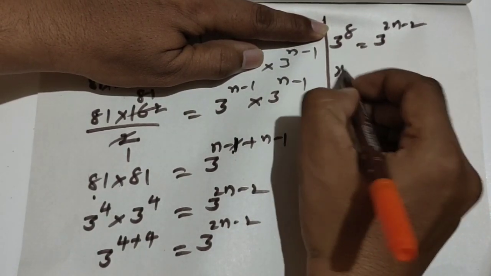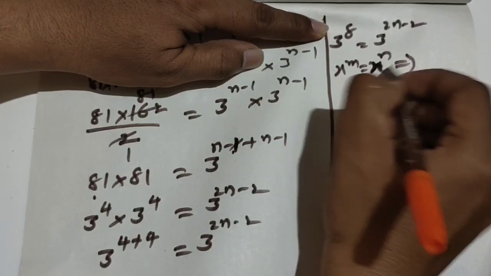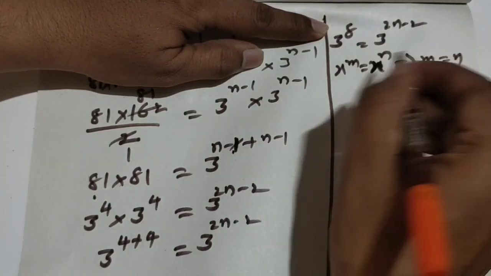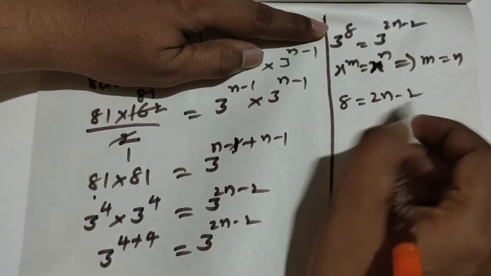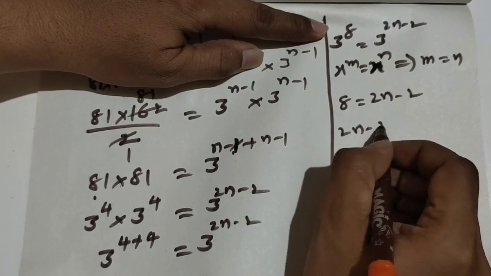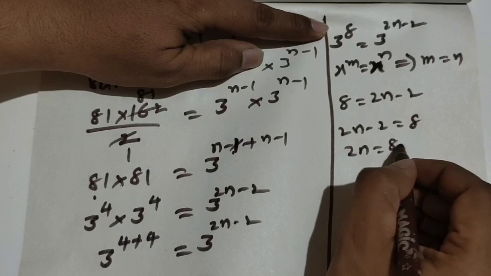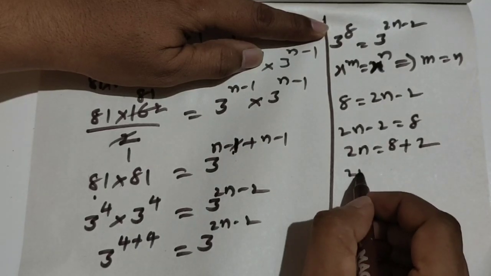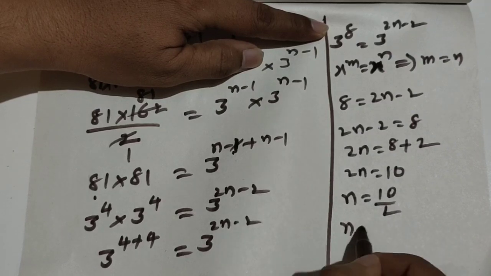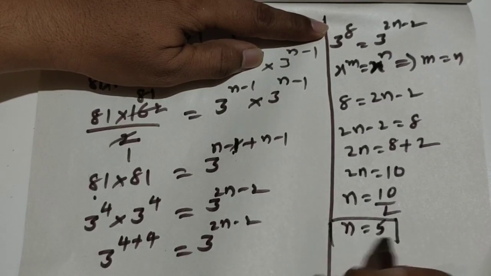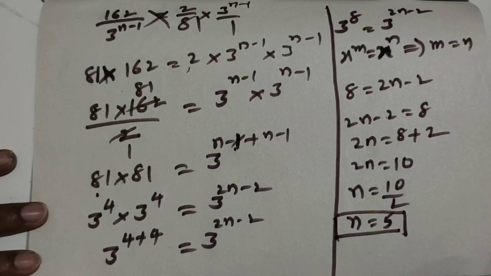So here again we have x power m is equal to x power n, then we can write it as m is equal to n. So by that way we can write 8 is equal to 2n minus 2. That is 2n minus 2 is equal to 8. Then 2n is equal to, take this minus 2 to the right side, it is 8 plus 2. 2n is equal to 10. n is equal to 10 by 2. n is equal to 5. So therefore the n value is 5. Thank you.